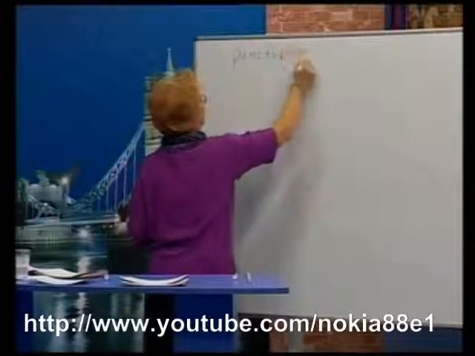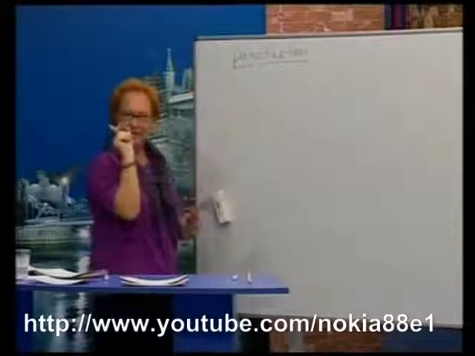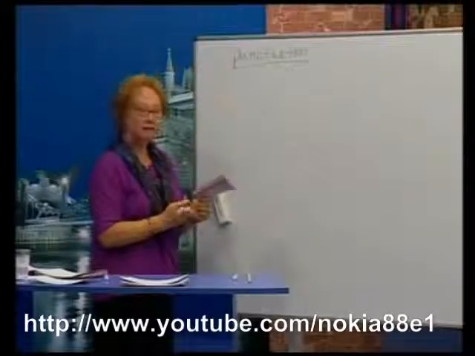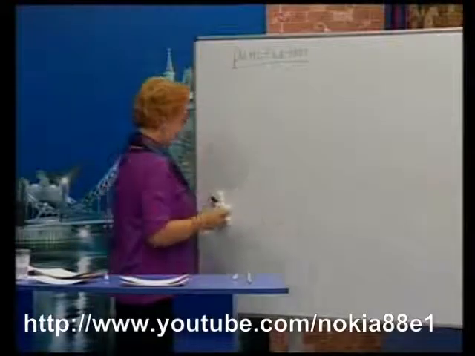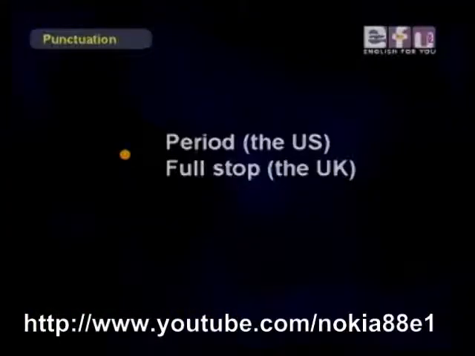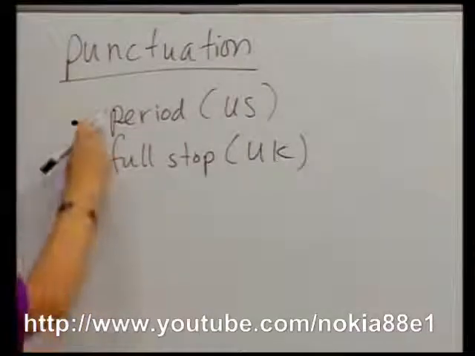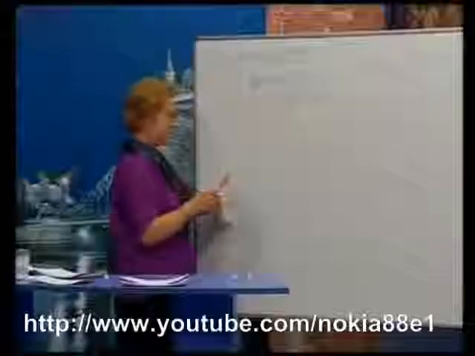Punctuation. These are the little marks that we use in writing, and these are the names in English. This is the period. This is what we say in the US and Canada. In the UK, it's called the full stop. But it's this, okay? Period or full stop.